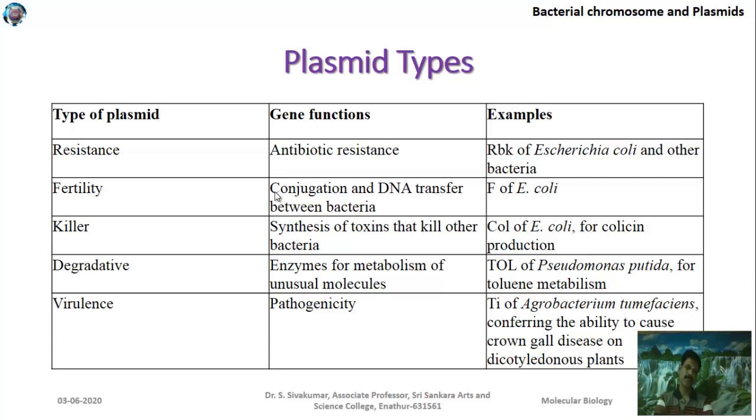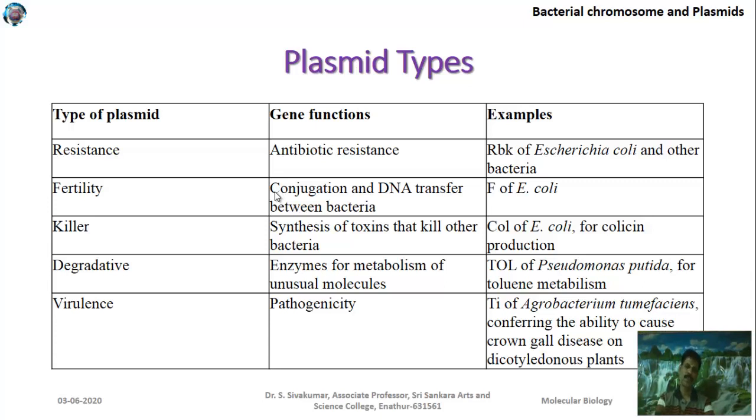Then degradative plasmid. The bacteria will have the degradation nature. Some bacteria, everybody knows, deal with oil spills. They are called superbugs. Okay. So like that, what is the speciality of these superbugs? The superbugs have an ability to lyse the oil contaminations in the seas. So this nature of bacteria arises due to the presence of certain plasmids.